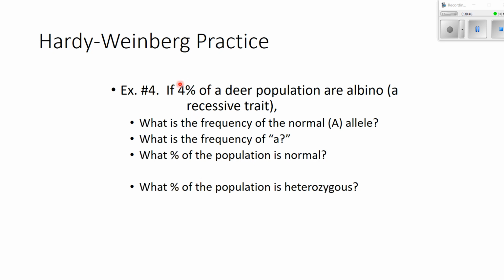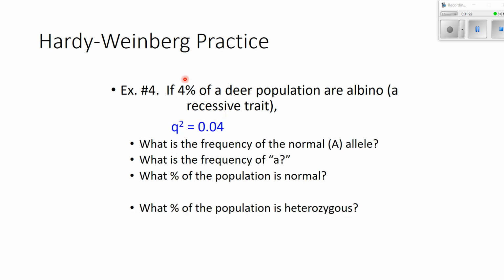So they always give you a number in the problem. What does that number mean? This is not telling me an allele frequency. It doesn't say 4% of the alleles are recessive alleles. It says 4% of the deer. These are living organisms that have 2 genes. 4% of them are homozygous recessive. They're little a because they're albino deer. So in other words, they're giving me Q squared. They are telling me that Q squared is 0.04.